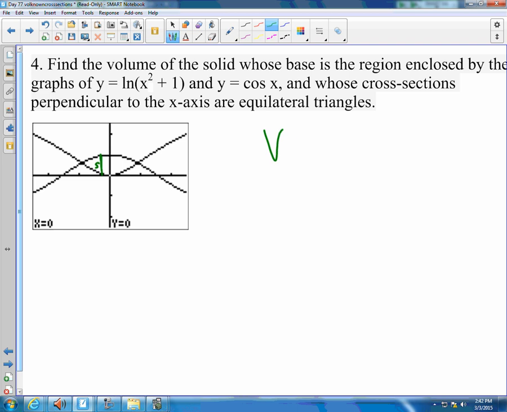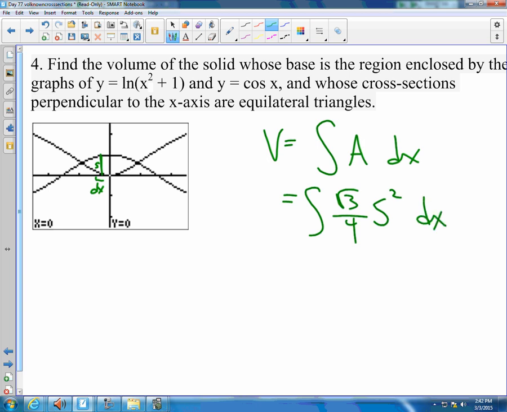So the volume of this solid would be the sum of area times thickness. Because the slices are perpendicular to the x-axis, the thickness is a small change in x, so it's dx. Now the area of an equilateral triangle is rad 3 over 4 times the length of the side squared. We'll pull out the rad 3 over 4.